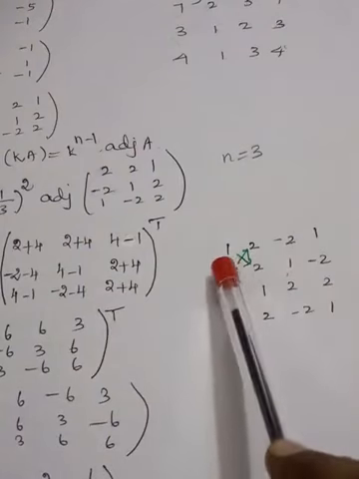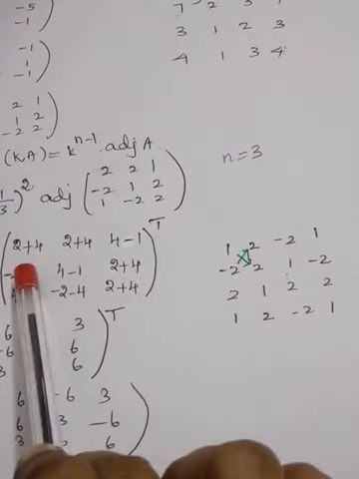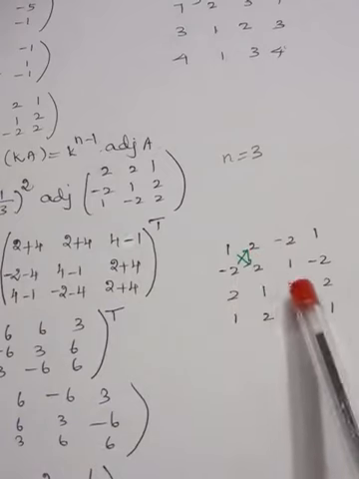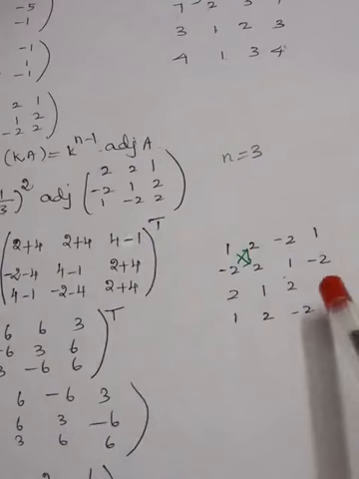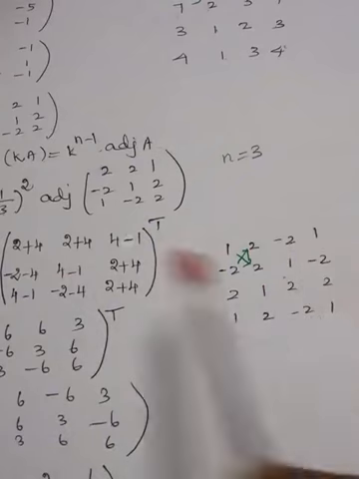Then we move to the second row and third row. Minus 2 into 1 is minus 2, 2 into 2 is 4, so you will get minus 4. 2 into 2 is 4, 1 into 1 is 1, so 4 minus 1. Then 1 into 2 is 2 minus 4, so you will get plus 4.